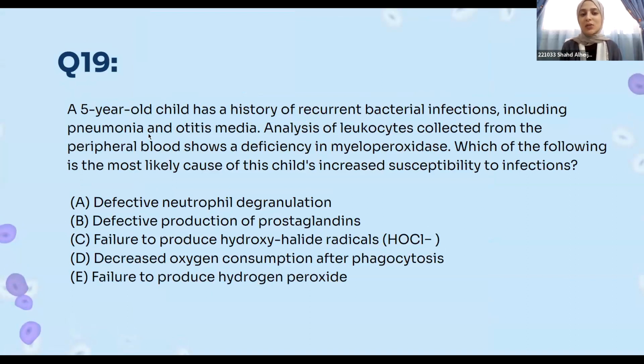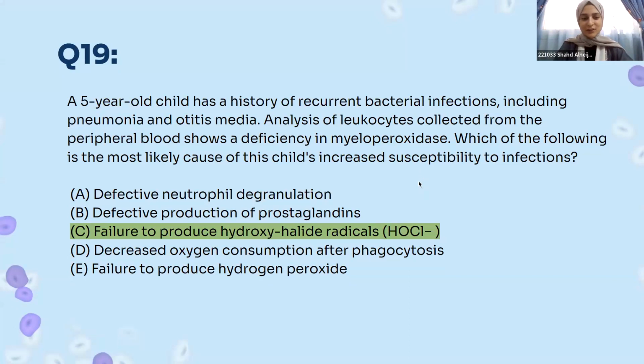A 5-year-old child has a history of recurrent bacterial infections, including pneumonia and otitis media. Analysis of leukocytes collected from the peripheral blood shows a deficiency in myeloperoxidase. Which of the following is the most likely cause of the child's increased susceptibility to infection? We got a few C's. Okay, again, good job. We have one E. So the correct answer would be failure to produce hydroxy halide radicals.